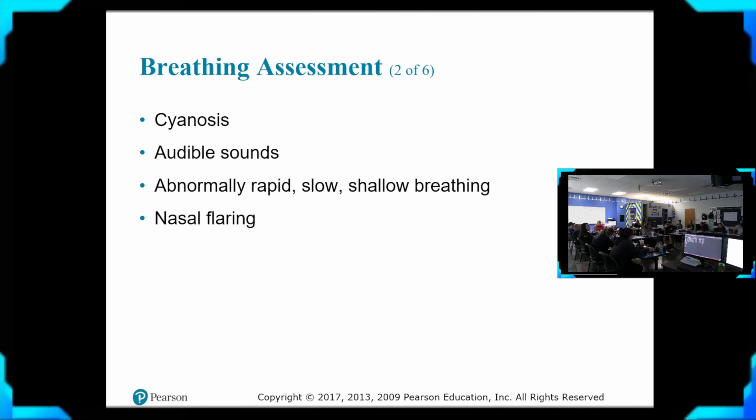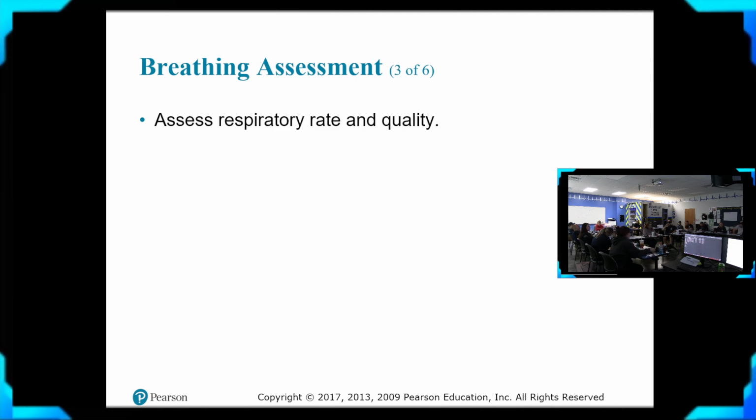Obviously, cyanosis is not good, right? Audible sounds, you should not, I mean, even though some of you are probably mouth breathers, I should not be able to hear you breathing. Any abnormal rate or quality to that breathing, it's not normal. And then you have nasal flaring as well. Assess the rate and the quality. Again, if their respiratory rate's 16, but they're shallow or they're super deep, I would not consider that normal.